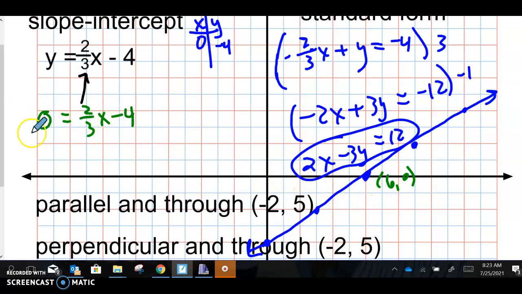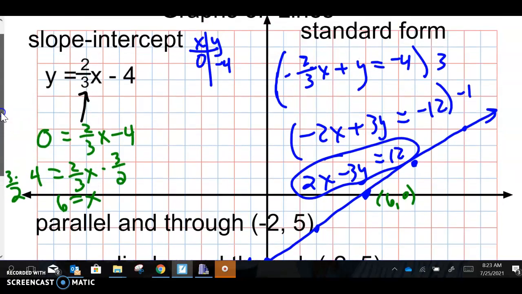6, 0. Here I would add 4 to the other side and either divide by 2/3 or multiply by 3/2. That's 12/2 or 6. Either way, it doesn't matter. These equations are showing the same line.